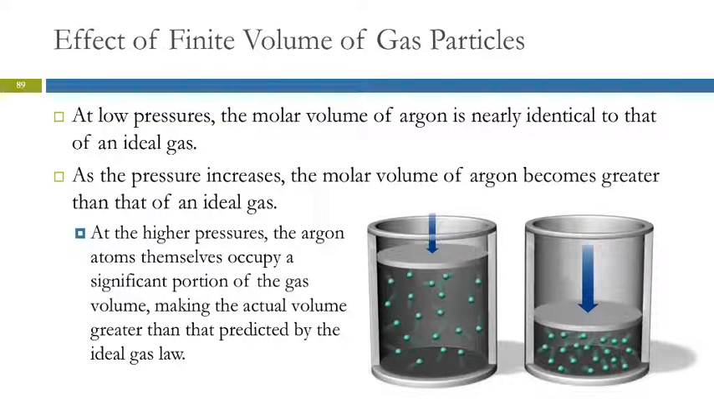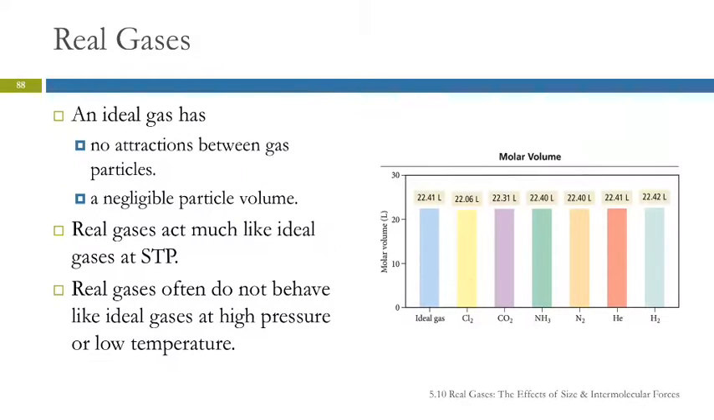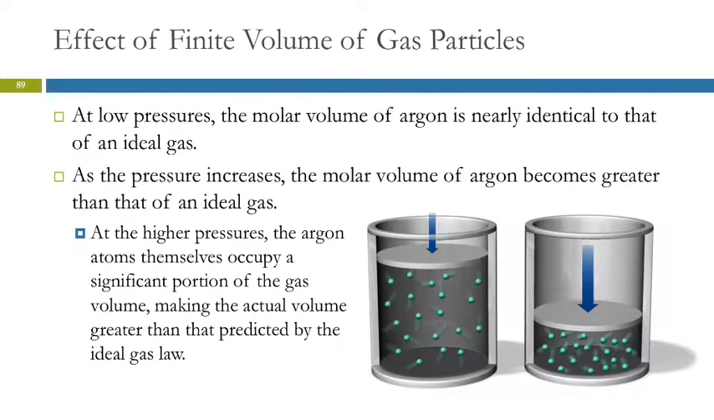Take argon, which had a molar volume nearly identical to that of an ideal gas. If we compress that, as the pressure gets higher and higher, there's less and less empty space, and now the volume of the actual particles isn't negligible anymore. It becomes a factor. If you squish those together even more, you would eventually cause them to be touching each other. They would condense into a liquid, and now they're not a gas anymore.